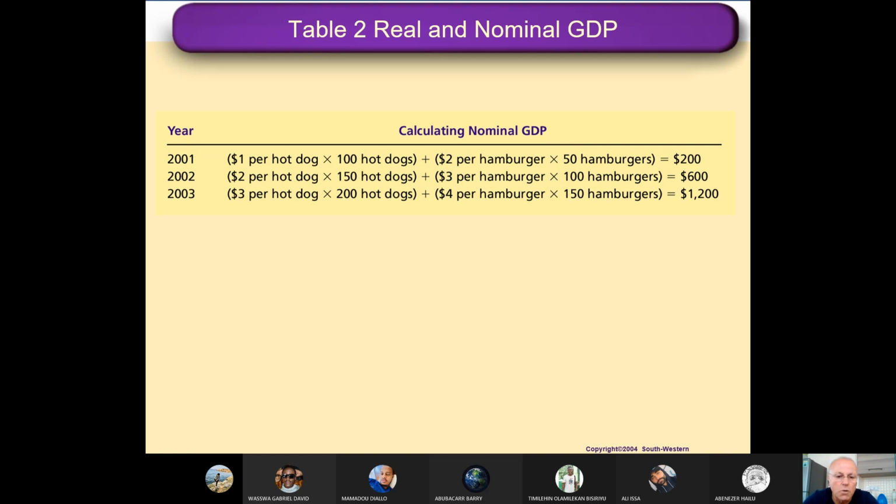And for 2003, it is $3 per hot dog multiplied by 200 hot dogs plus $4 per hamburger multiplied by 150 hamburgers, which is going to be $1,200 for 2003, where the GDP is calculated with nominal values.